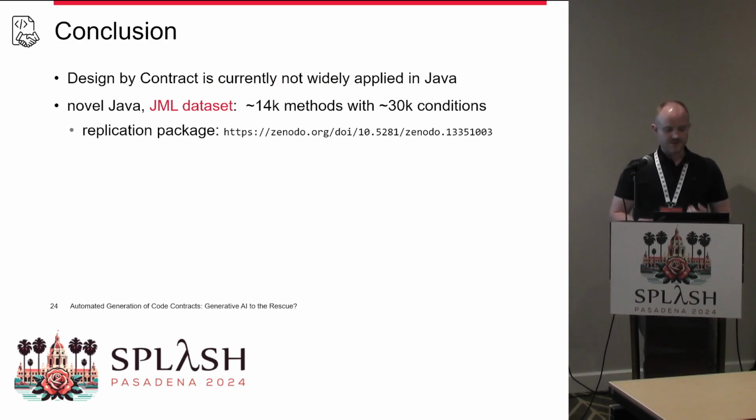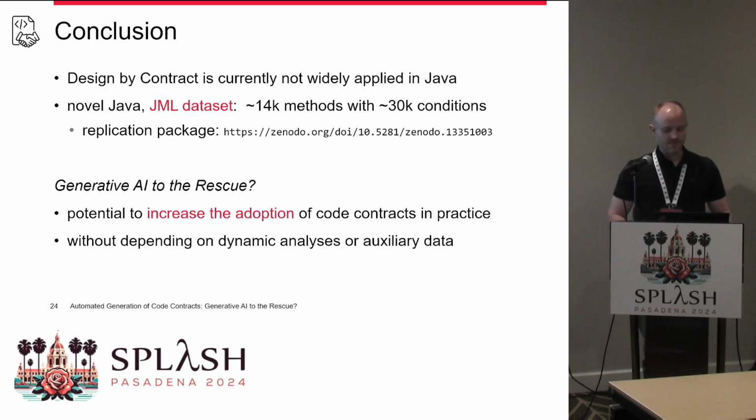In conclusion, design by contract, that's also what we saw on the dataset that we've found. It's already 40,000 methods, but it still tells us that design by contract is not widely applied in Java. Although this dataset is available and it's now possible also to train additional and other models with that, and to come back to our original question, generative AI to the rescue.